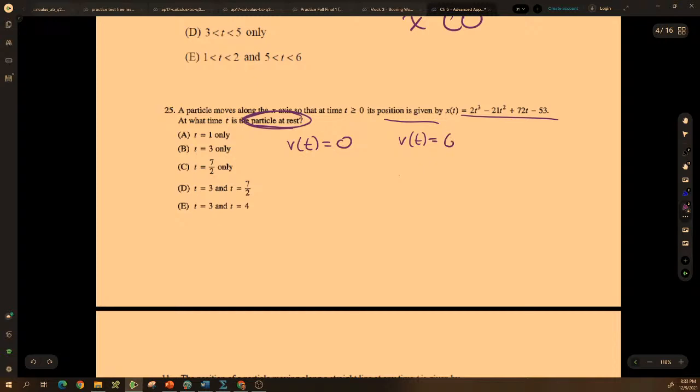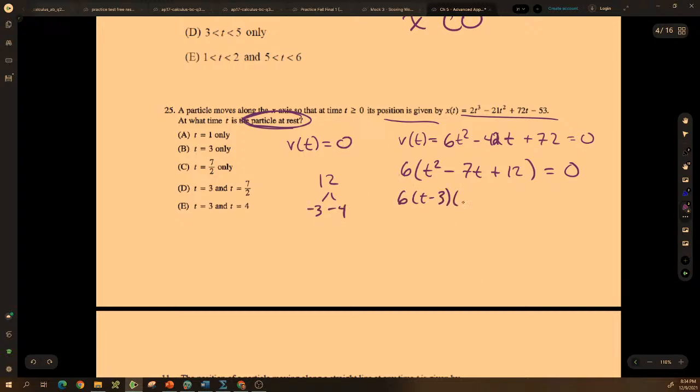Position, velocity, acceleration, that's 6t squared minus 42t plus 72 equal to 0. And I can factor out a 6, that's t squared minus 7t plus 12, right? 6 times 12 is 72. So I need two numbers that multiply to 12 and add up to negative 7, that's negative 3 and negative 4. And so that gives us t equals 3 and 4.